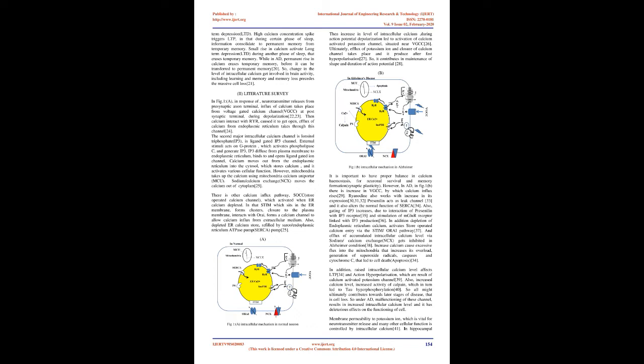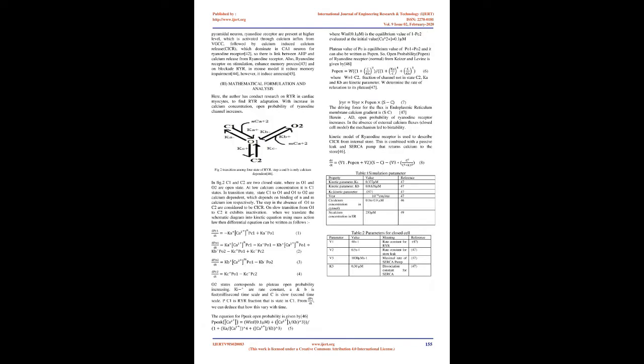External stimuli act on G protein, which activates phospholipase C and generates IP3. IP3 diffuses from the plasma membrane to the endoplasmic reticulum, binds to and opens the ligand-gated ion channel, and calcium moves out from the endoplasmic reticulum into the cytosol, which stores calcium, and it activates various cellular functions. However, mitochondria take up the calcium using the mitochondrial calcium uniporter, MCU. Sodium/calcium exchange, NCX, moves the calcium out of the cytoplasm 25.